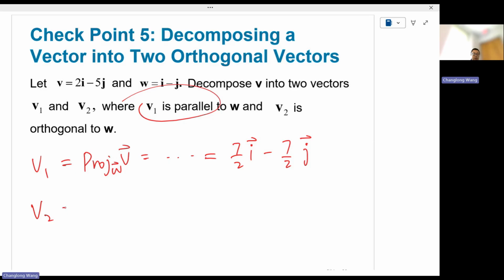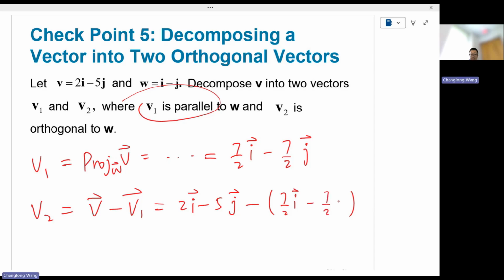Now, V2 is the orthogonal component. We have to just subtract V1 from V. Subtract the parallel component, you get an orthogonal component. And let's do that explicitly. So V is 2i minus 5j. Subtract 7/2 i minus 7/2 j. And the reason why I enclose them in parentheses is to make sure that I keep track of the signs.